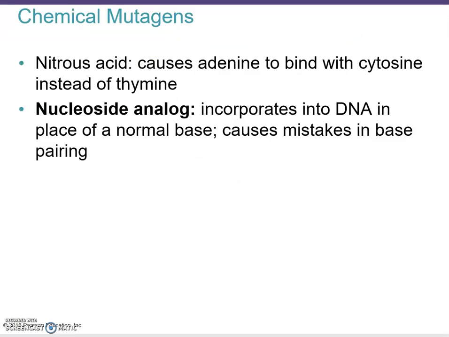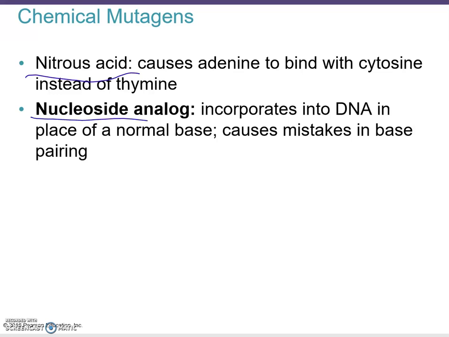Now, chemical mutagens, those are substances, chemicals that increase the rate of mutation. There's a naturally occurring rate of mutation, but it's very small because DNA polymerase has a great proofreading function. It's very high fidelity in the enzyme. But then there are chemicals out there that increase that rate of mutation. Let's start with a few of them here, right? Nitrous acid causes adenine to bind with cytosine instead of thymine.